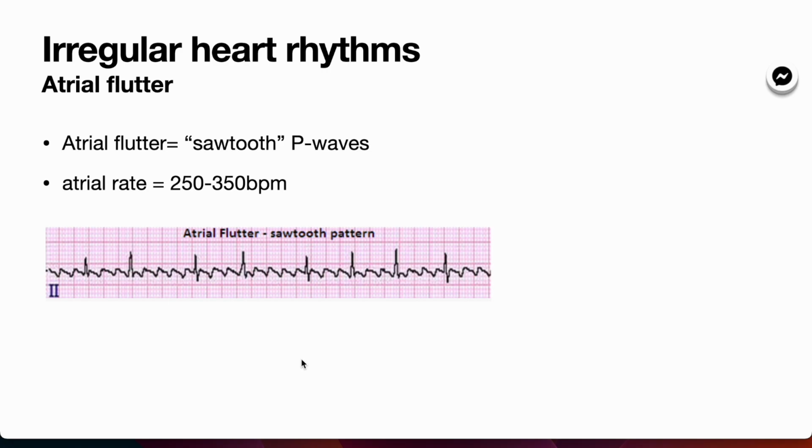So in this particular tracing here, you can see that in this area there are 3 P waves before it conducts, and here you can see 1, 2, 3, 4 P waves before it conducts. So this is 3 or 4 P waves to 1 QRS. But if you can see this typical pattern here, it's really a sawtooth. It really resembles a sawtooth, and it is an atrial flutter.